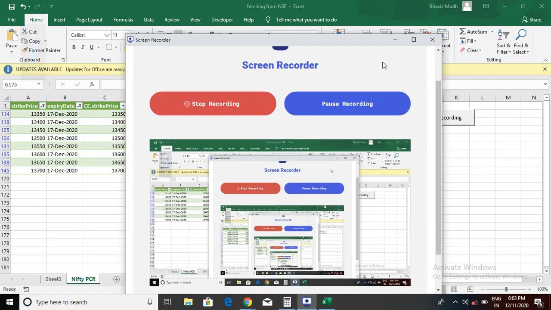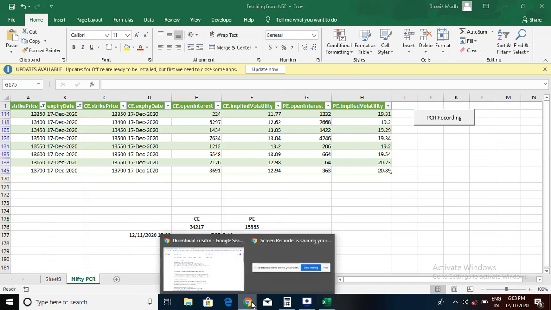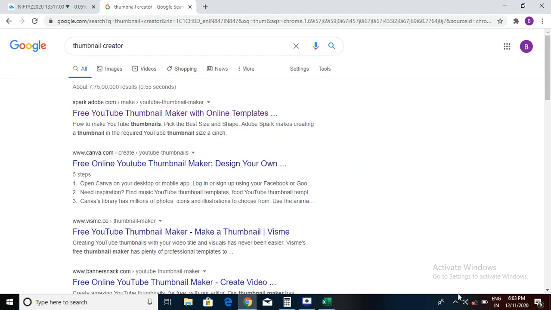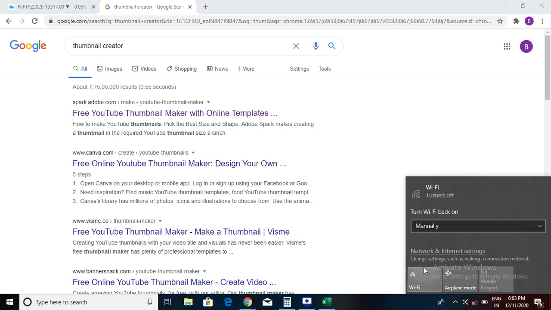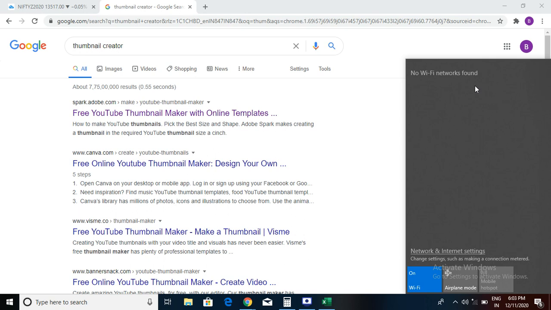Hello everyone. Today we will discuss how to calculate PCR. Okay. So there can be different ways. Okay, what is the basic meaning of PCR, and how to calculate it first of all?